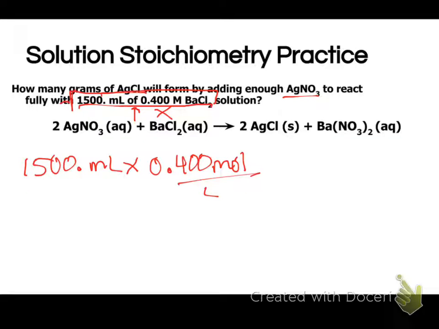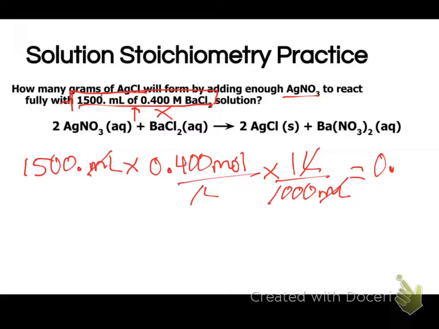So I'll convert this. I can just do this in the same line. I'm going to put the conversion between milliliters and liters to cancel the milliliters, and that means the liters will cancel. So we go 1,500 times 0.4 times 1, divided by 1,000. If it's harder for you to think about this as multiple steps at once, then you can always do the milliliter to liter conversion first and then worry about the rest later.